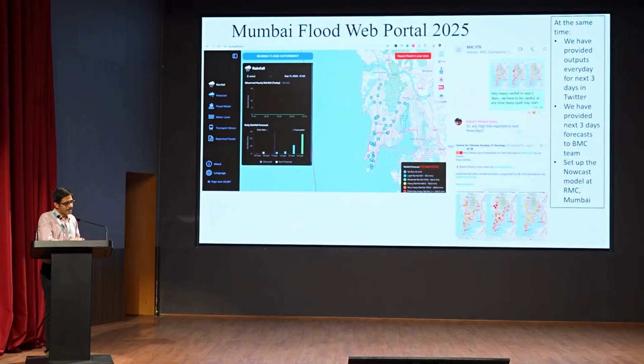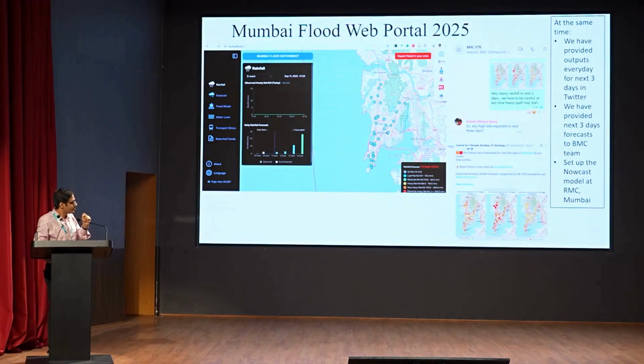Then with that we started developing a flood web portal, mumbaiflood.in, which is operational from June to September. This is all done by our students of climate studies. We have developed a rainfall forecast system which provides a next 3 days forecast at different grids.